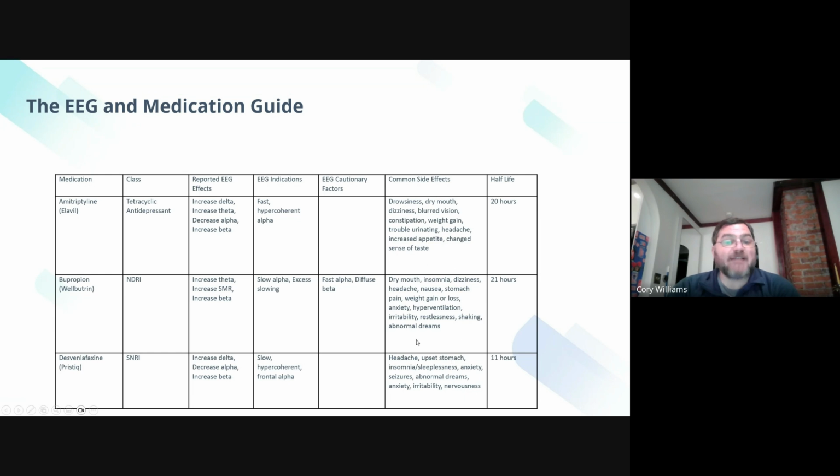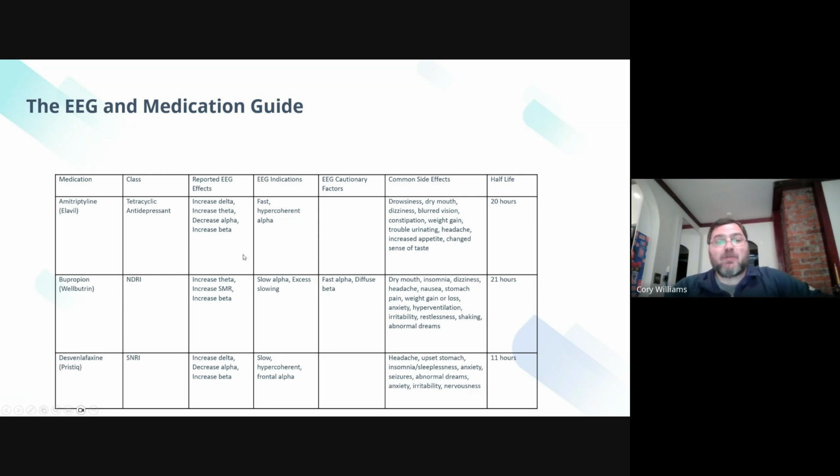We added the common side effects because for those of you who are familiar with neurofeedback, you probably already know that as you go through the neurofeedback process or neuromodulation, TMS, any type of brain training program, you can sometimes, in some cases, move from a therapeutic dose of medication to having too much medication. And then you may notice an increase in side effects. So in those cases, then it's time to talk to the prescriber and potentially decrease meds.